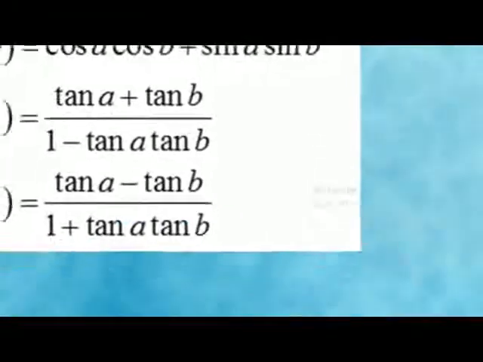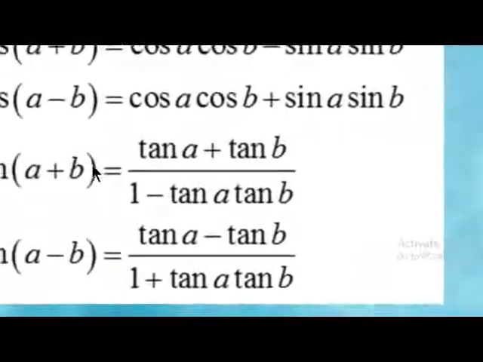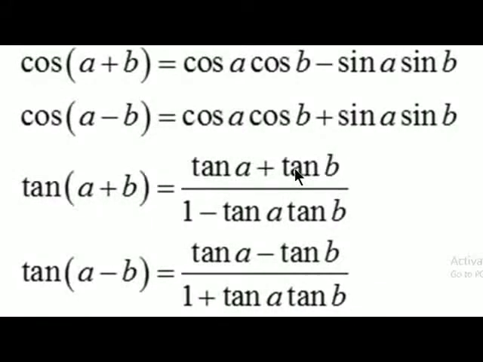And also tan A plus B equal to tan A plus tan B per 1 minus tan A tan B. And then tan A minus B equal to tan A minus tan B per 1 plus tan A tan B. Okay, let's jump to the example.